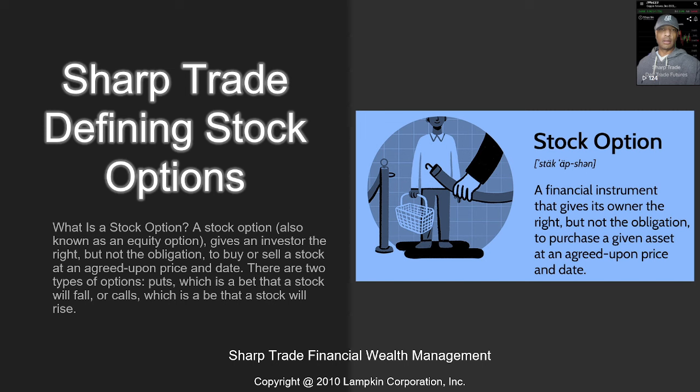So I'm gonna read this little graph over here. It says a financial stock option is a financial instrument that gives its owner the right, but not the obligation, to purchase a given asset at an agreed upon price and date. So these are very lucrative. That's why a lot of people are trading these nowadays. You could grow your account pretty slow with stocks, but with stock options you could grow it faster. But you could also lose your money fast too with stock options. So they're real risky, and they're not risky.